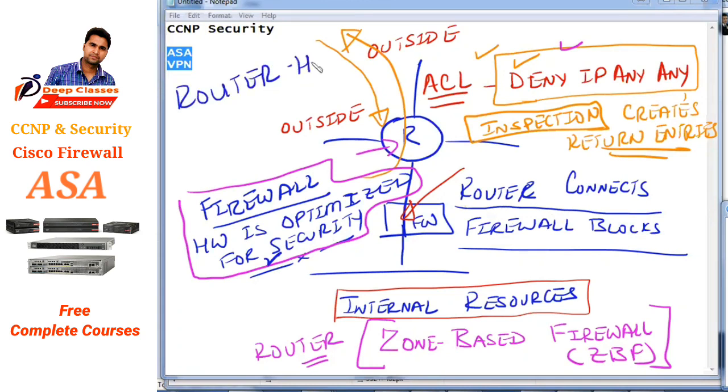Router hardware is optimized for what? For routing. Do you get my point? So yes, you can do the firewall functionality on a router, but it's not recommended because the hardware is not meant for it. So you're really doing it in software.